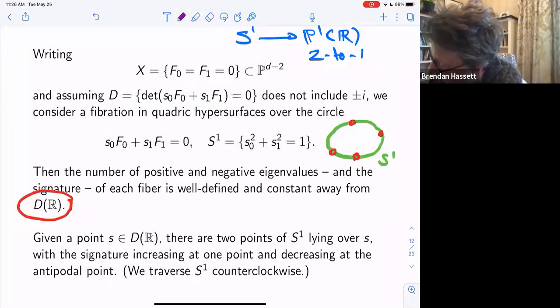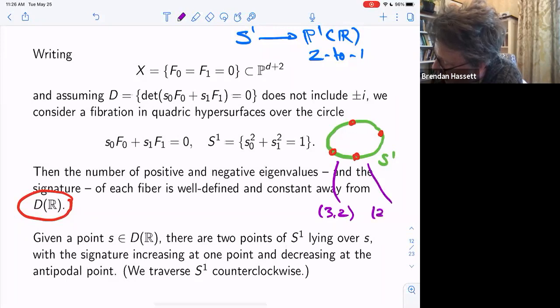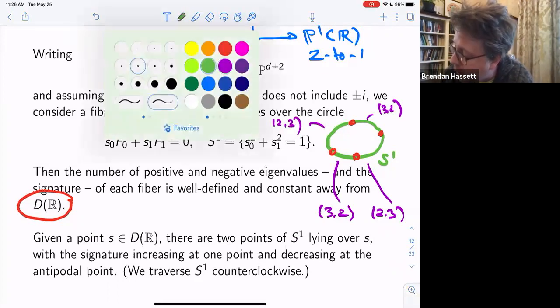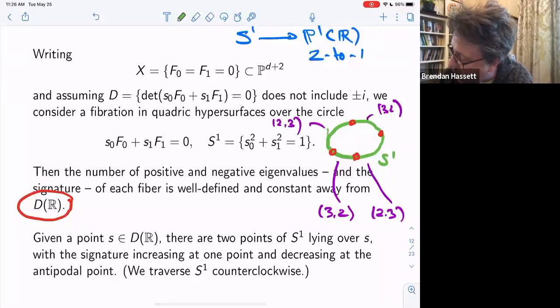Maybe here we have a signature 3, 2, and then I cross and transition, and the signature goes to 2, 3. Then I cross again, and it goes back to 3, 2. Then I cross again, it goes back to 2, 3. So as you make the transitions across the singular fibers, the signature of the quadratic forms changes. We record that information as we go around the circle in a counterclockwise orientation.